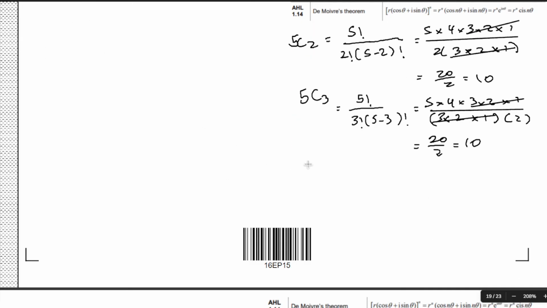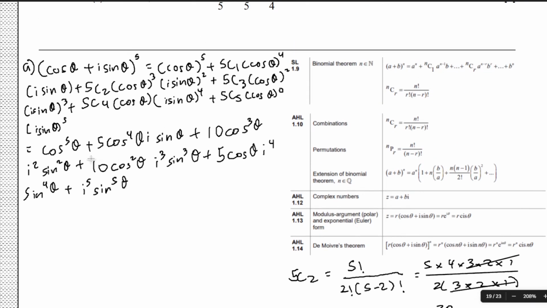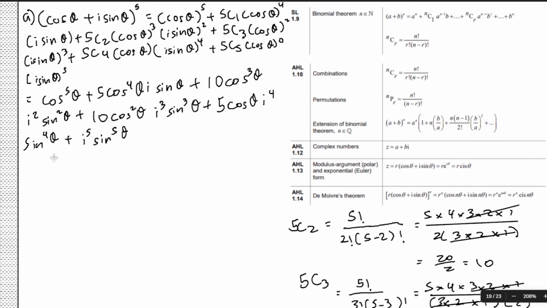If you don't believe me about the mirror, 5 here is 5c4, all right? Let's try to do 5c4. 5 factorial over 4 factorial times (5 minus 4) factorial, and we would have 5 times 4 times 3 times 2 times 1 over 4 times 3 times 2 times 1 times 1 actually because of this. We just cross this out, and guess what? We're left with 5. So just so you know, in all binomials, they have a sort of mirror. So 10, 10, 5, 5, 1, 1, right?